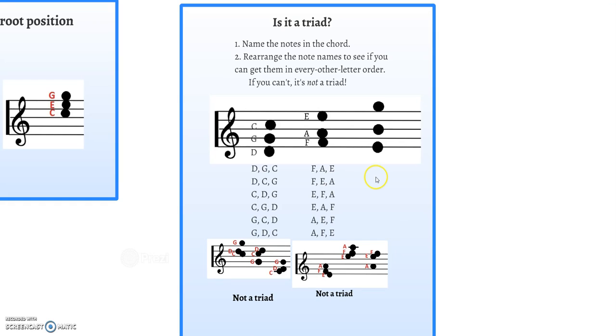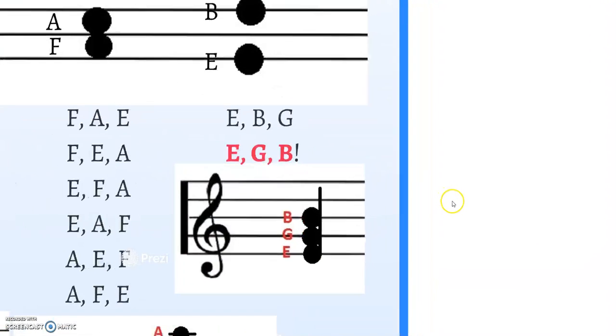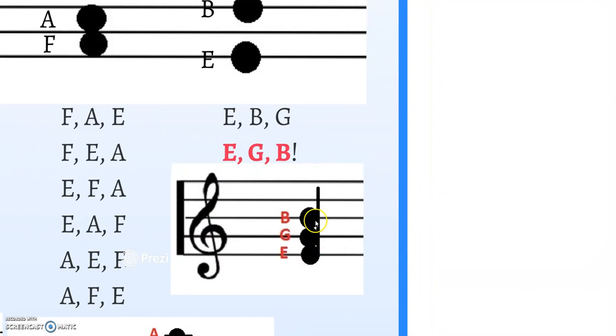Third example. Bottom note is E, middle note B, top note G, and yes, we can put them every other letter. E, skipping F, G, skipping A, and B. So we could draw this a different way. Now this is all spread out, but you could draw it as such. And here we go. Line, line, line, every other letter of the alphabet. This is a triad. And that is triads.